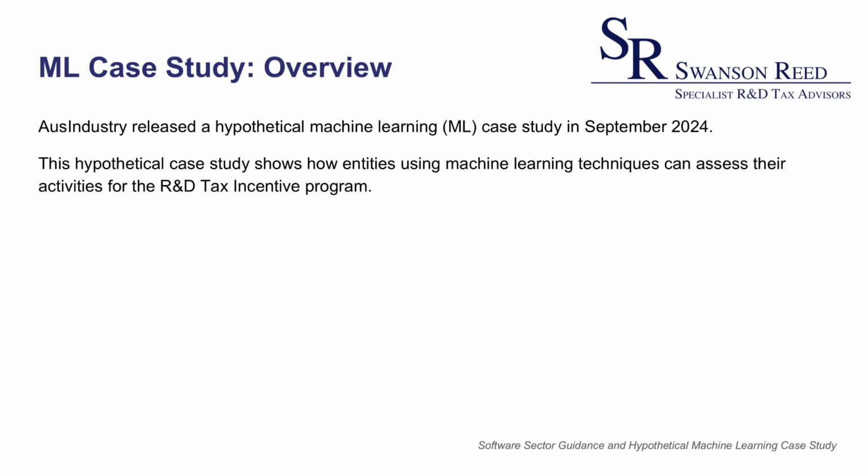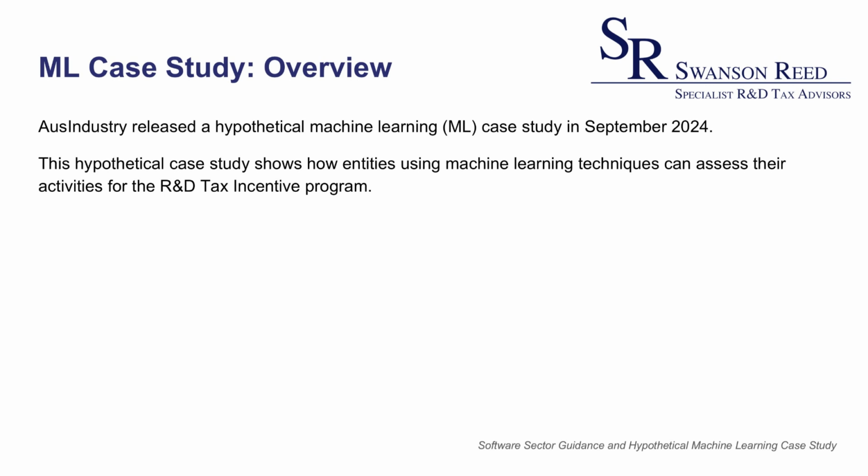An increasing amount of software development activity in recent years focused on artificial intelligence or machine learning, which in turn is leading to more R&D claims involving machine learning. This likely led AusIndustry to release new guidance, being a hypothetical machine learning case study in September 2024. The hypothetical case study shows how entities using machine learning techniques can assess their activities for the R&D tax incentive program.